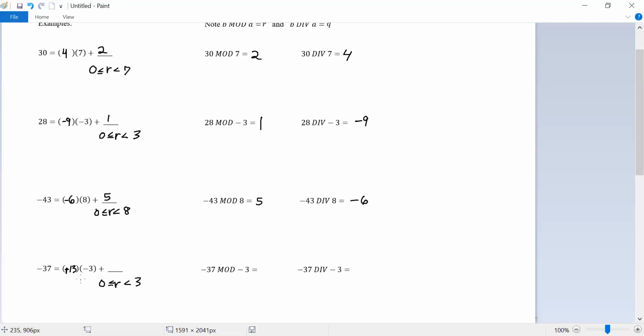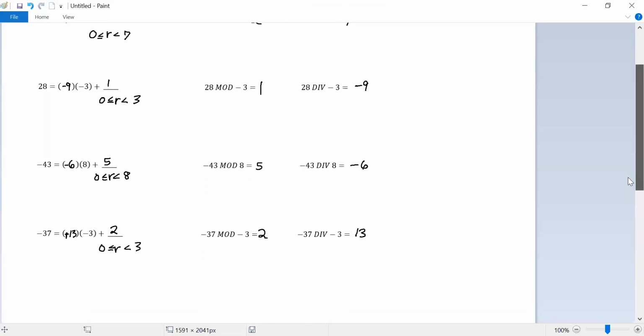Because positive 13 times negative 3 is negative 39. I add 2 to come up to negative 37. So I need a positive 13 here and a positive 2 here, so the mod is going to be the remainder, and the div is going to be that positive 13. All right, so that's how we use the division algorithm, and that's how we define the operations mod and div.